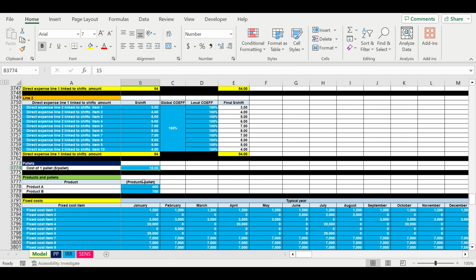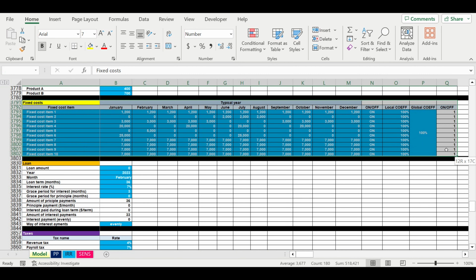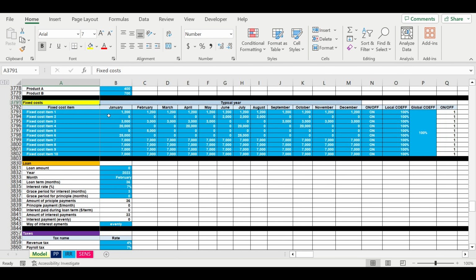Then we also need to specify the amount of products allocated on one pallet to calculate the right amount of pallets needed. Now we are moving to the fixed costs. Interesting thing about fixed costs: despite them being called fixed costs, these costs may have some seasonality or some specific payment algorithms inside the typical year.